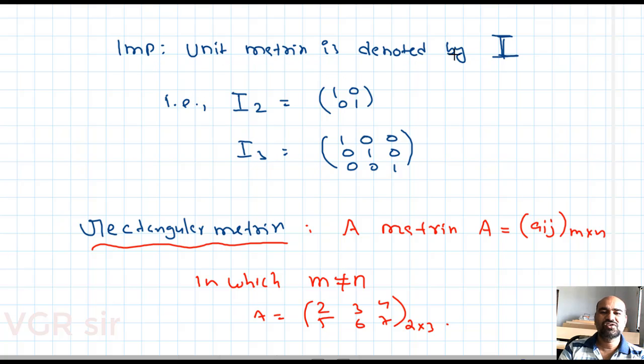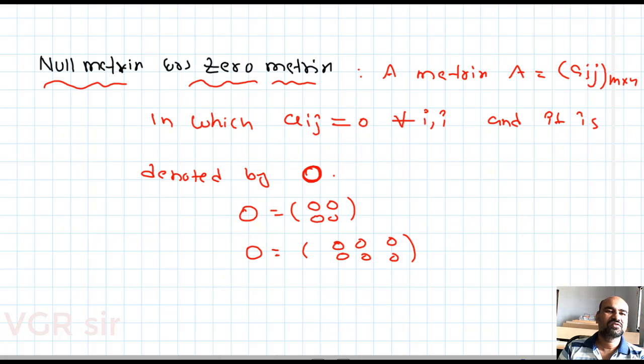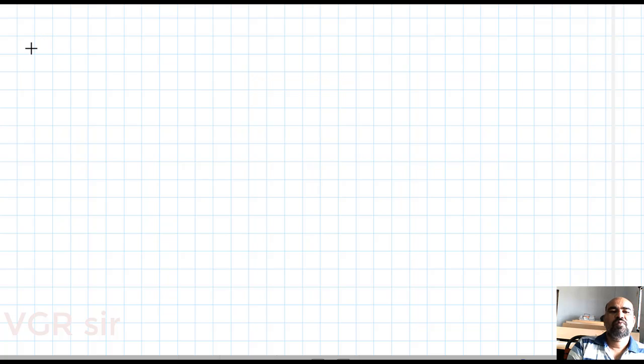Important: the unit matrix is denoted by I, I2, I3, and so on. Rectangular matrix: the number of rows is not equal to the number of columns. Null matrix or zero matrix means all the elements, all entries, are zeros in that matrix. Such a matrix is called a null matrix. Yes, students. Next type: upper triangular and lower triangular matrix. I will write upper and lower triangular matrix.